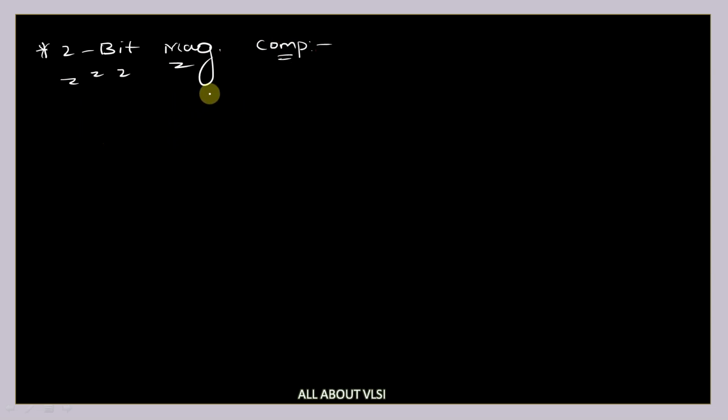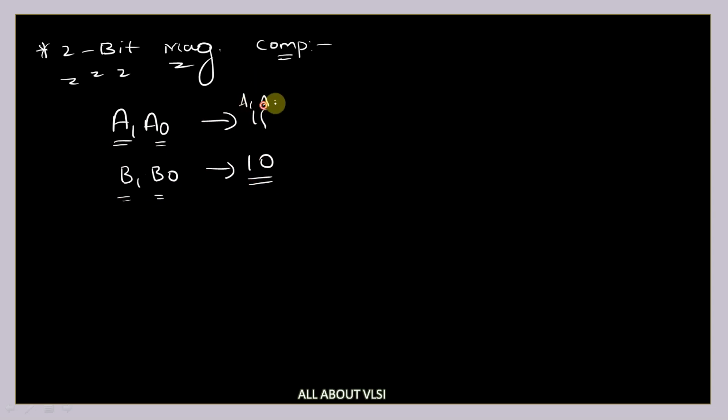Now, in the case of a 2-bit magnitude comparator, we will have 2 bits to be compared. That is A1 A0 and B1 B0, where A1 is the MSB and A0 is the LSB of the first number, and B1 is the MSB and B0 is the LSB of the second number. For example, if this is 1 1 and this is 1 0, this is A1, this is A0, and this is B1 and this is B0.